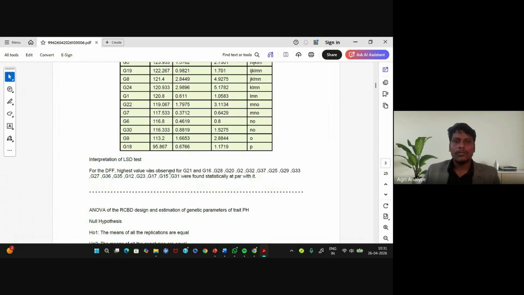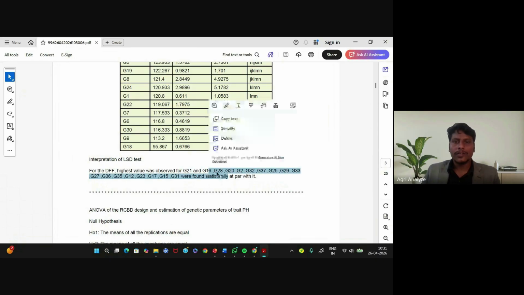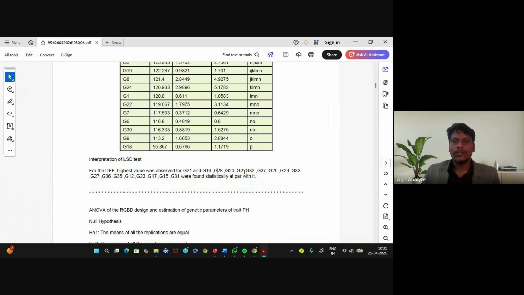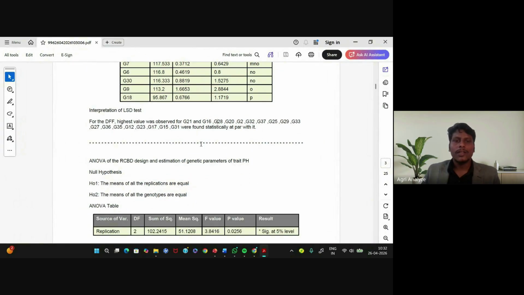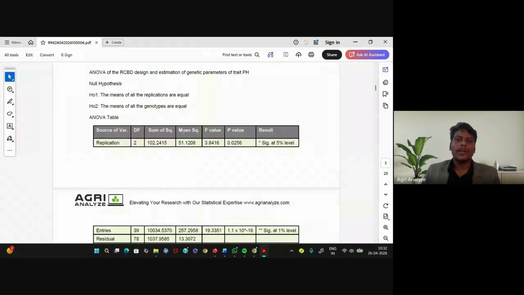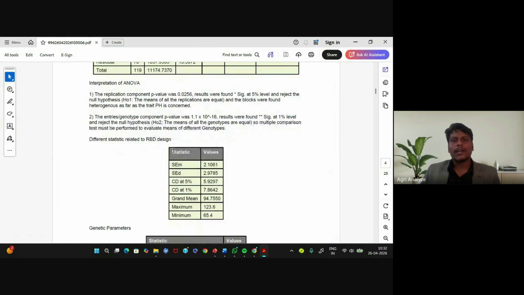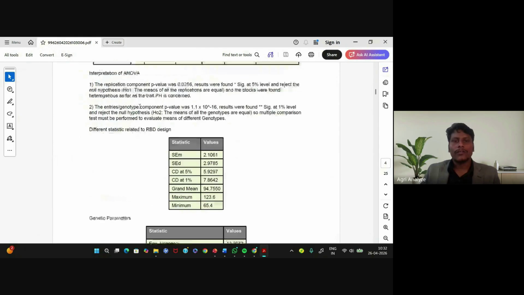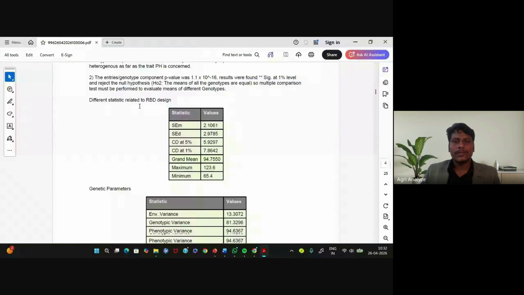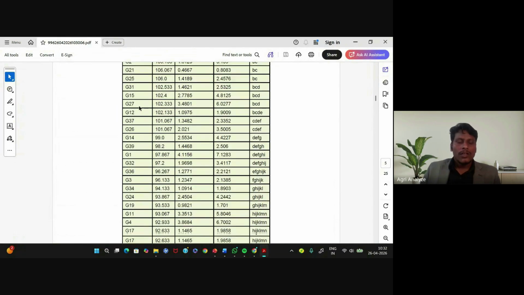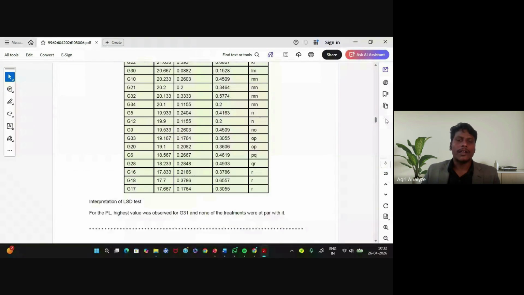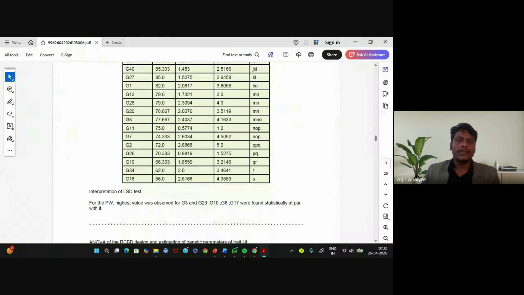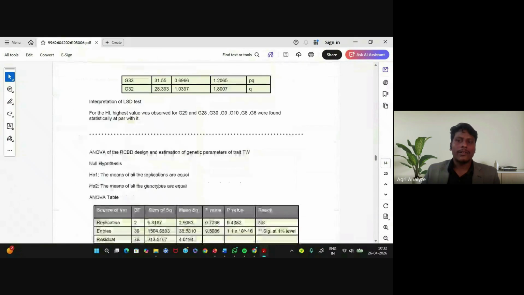Interpretation of the data for one character, days to first flowering: the highest value is for G21, G16, G18, followed by G20, followed by G2, followed by G32, followed by 37, 25, 29, 33. So here all the data is properly interpreted, character wise. This is the data interpreted character wise. You can see here all the interpreted data.